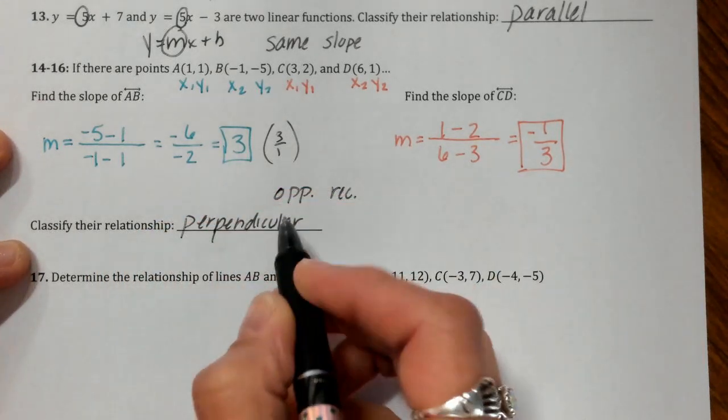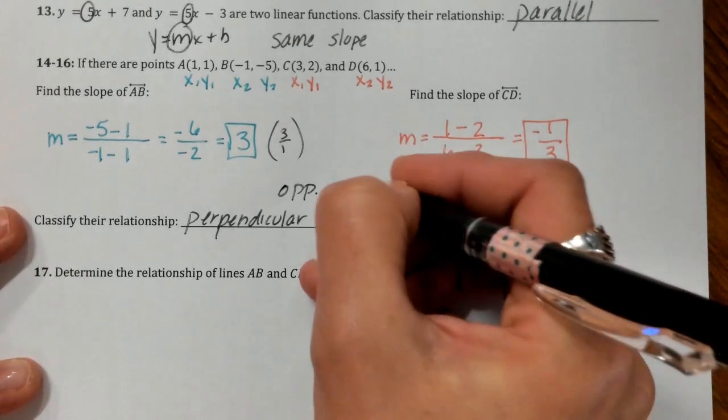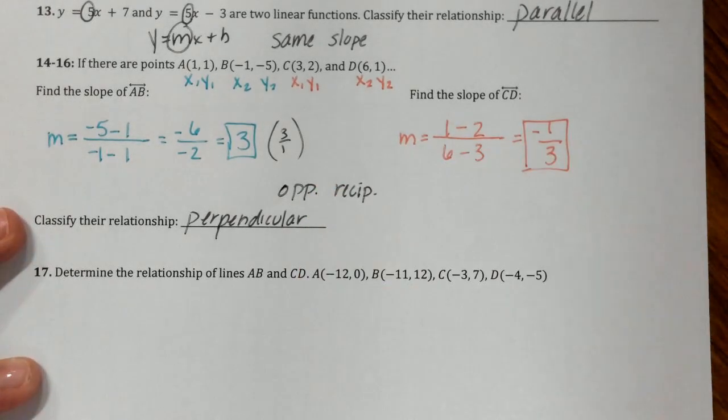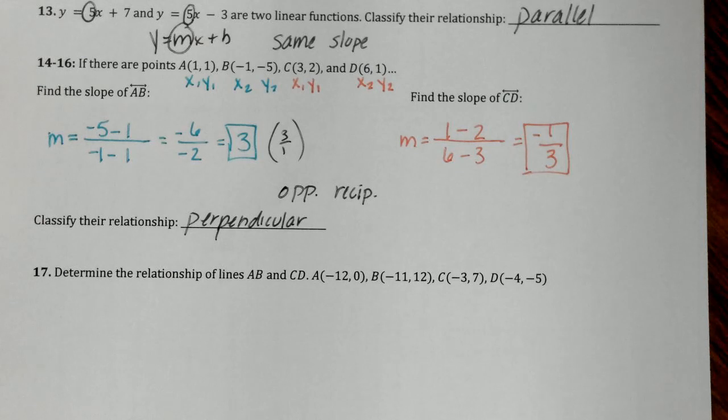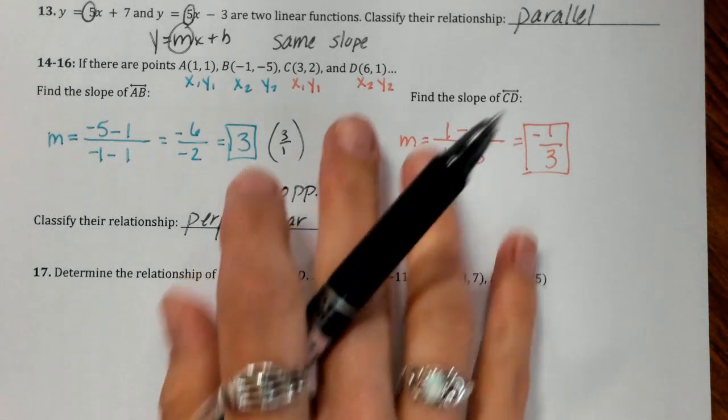Please write out opposite and reciprocal. I'll even say recip. If you're going to go back and say, what does that mean? Please write out the words, okay? They're going to be right up here.